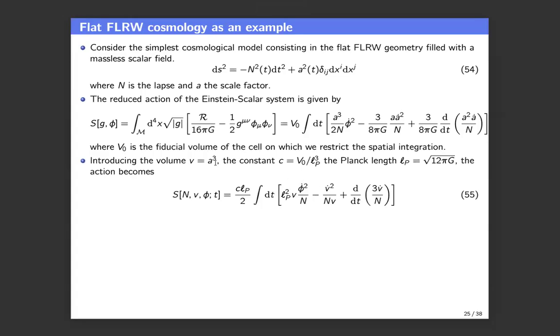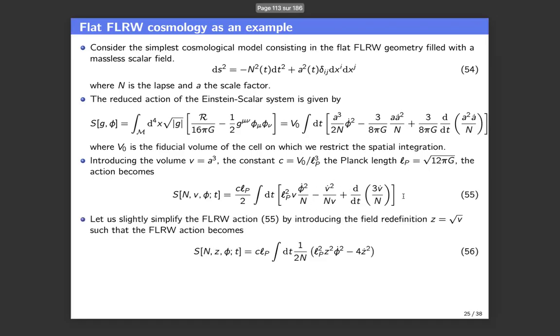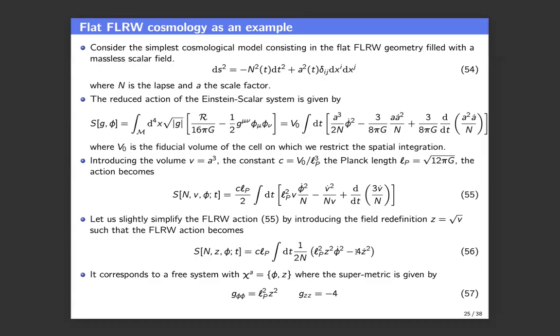Okay, and then it is better to introduce different variables to work out the symmetry. You have the volume V that you introduce, which is a cubed. And if you do this, you get this simple action. And then it's actually even better to introduce this Z, which is the square root of V. And this action turns into this, okay? That's just a useful rewriting of the same thing. And then what you end up with is that this cosmological system has 2 degrees of freedom, the scalar field and Z, which is basically the scale factor. And the supermetric is given by these components, G phi phi, G ZZ, okay?